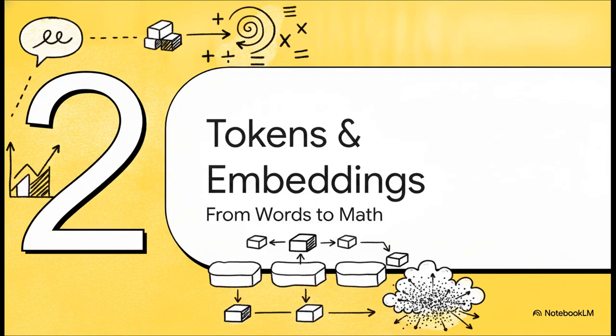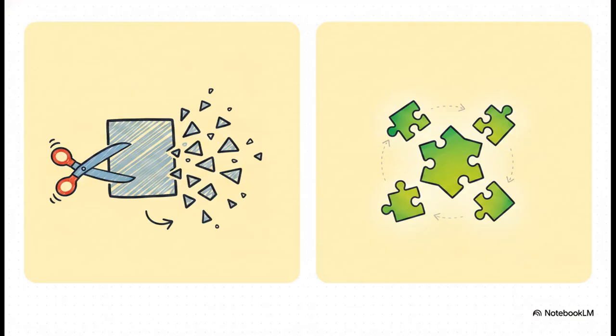Moving right along to Section 2, Tokens and Embeddings: going from words to math. To pull off perfect retrieval, we have to translate our human words into a language the AI actually understands. And that language is math. AI doesn't read letters, right? It reads what we call tokens.